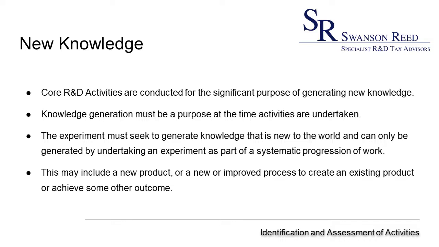Registrants should also note the experiment must seek to generate knowledge that is new to the world. New knowledge for R&D tax purposes is that which is not already available in the public arena at the time the activities were conducted. It's knowledge that can only be generated by undertaking an experiment as part of a systematic progression of work. The guidance includes examples of what may be considered new knowledge. It may be in the form of a new product if it is a product that does not already exist in the same form, or it may be in the form of a new or improved process to create an existing product or achieve some other outcome.